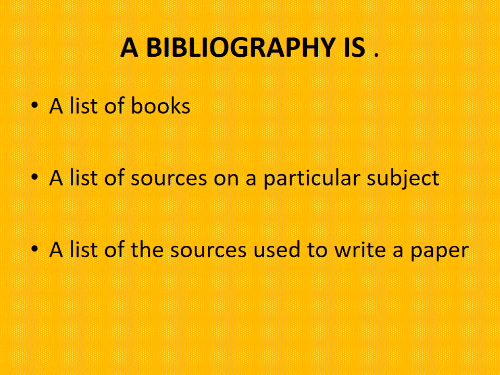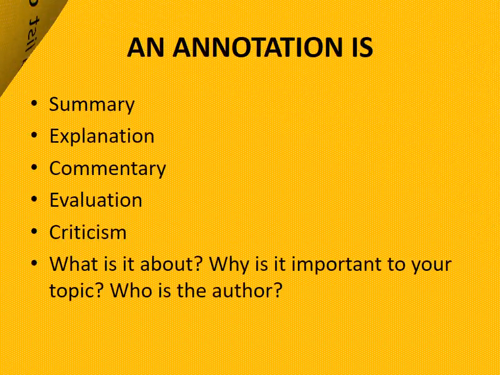A bibliography is nothing but a list of books, a list of sources on a particular subject, a list of sources used to write a paper. An annotation is a summary, explanation, commentary, evaluation, criticism. What is it about? Why is it important to your topic? Who is the author?